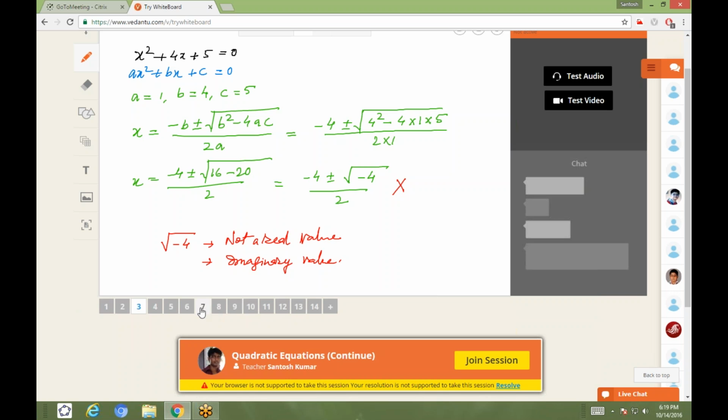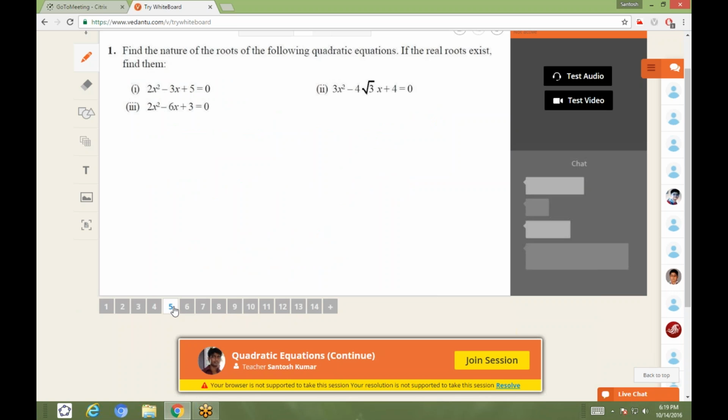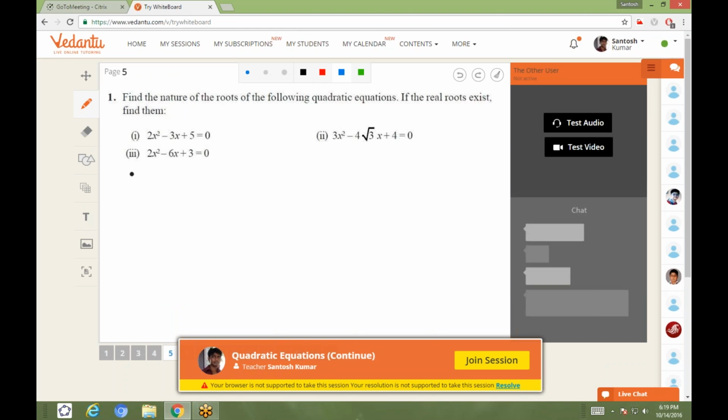Okay. So now we'll just solve some problems. The first one says: find the nature of roots of the following quadratic equations. If the real roots exist, find them. So let's solve this first one here: 2x square minus 3x plus 5 is equal to 0. So A is 2, B is minus 3 and C is 5.